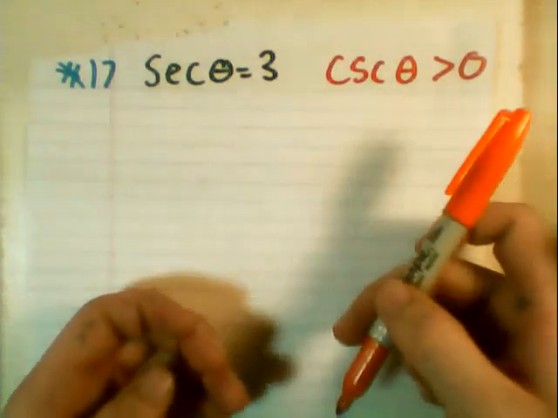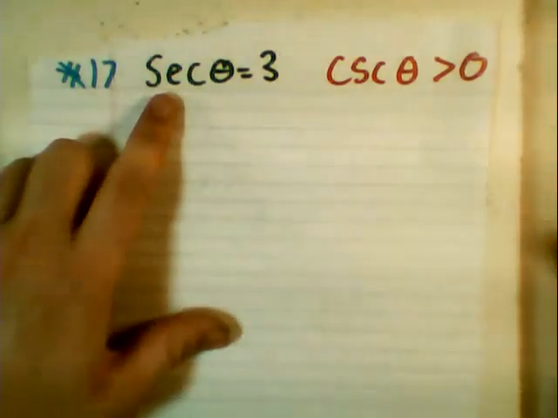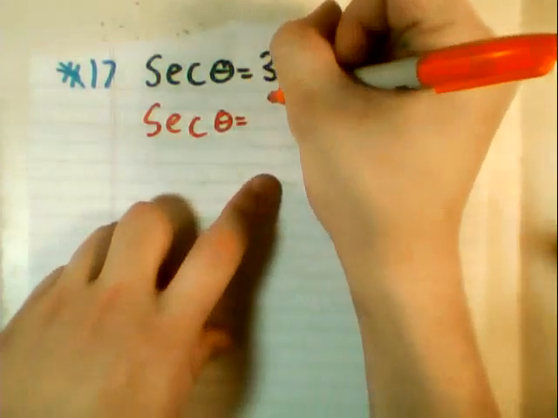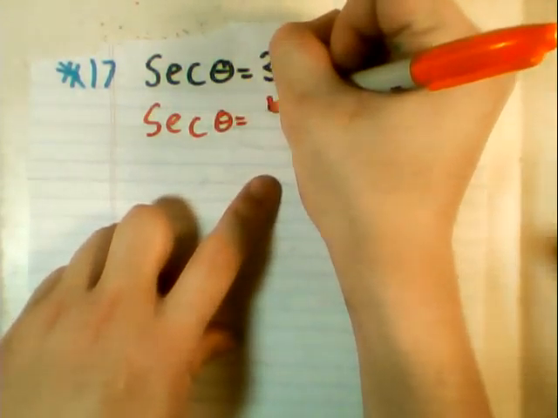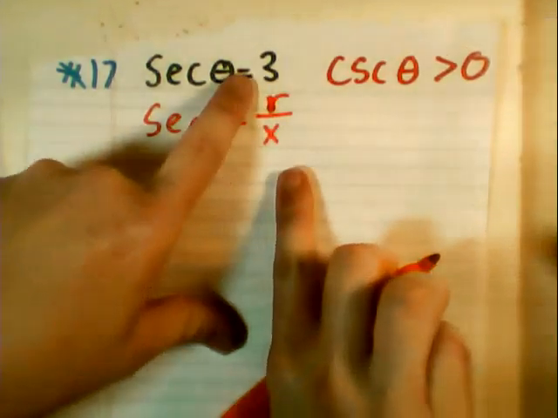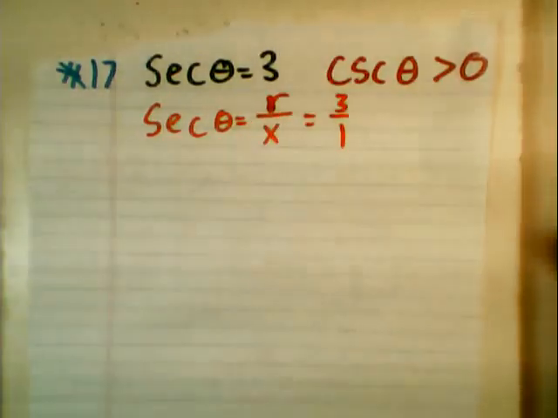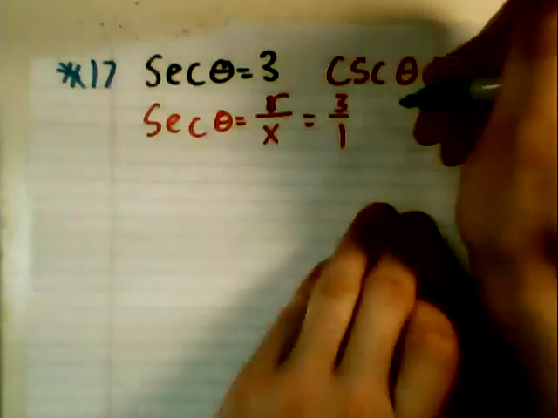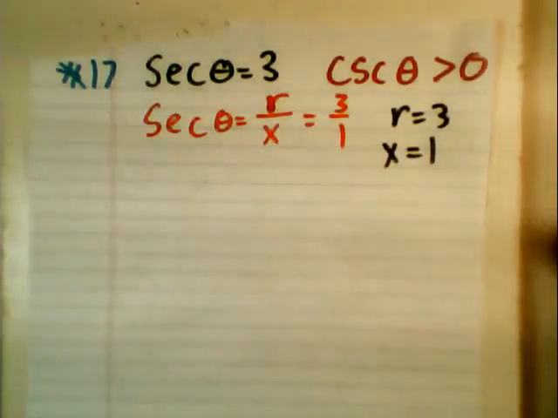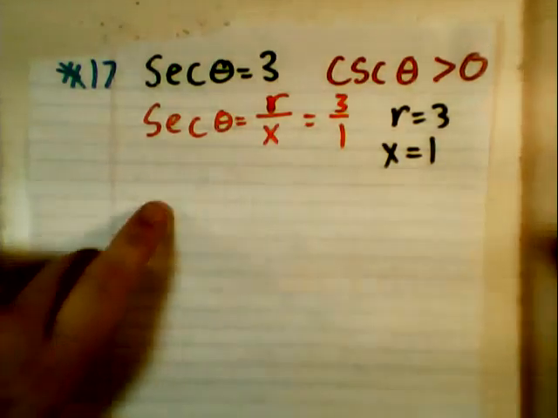So first, we know that secant deals with cosine, and it's our r over x. So knowing that, this is actually 3 over 1. So our r is 3, and our x is 1. So let's go ahead and find our y using Pythagorean's theorem.